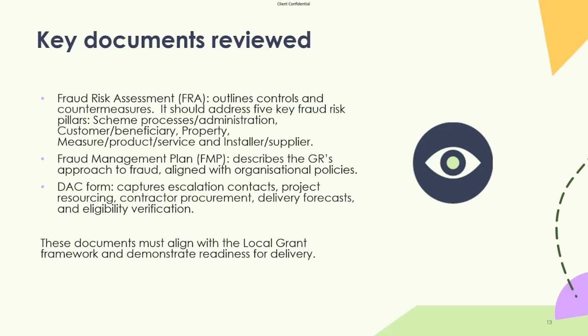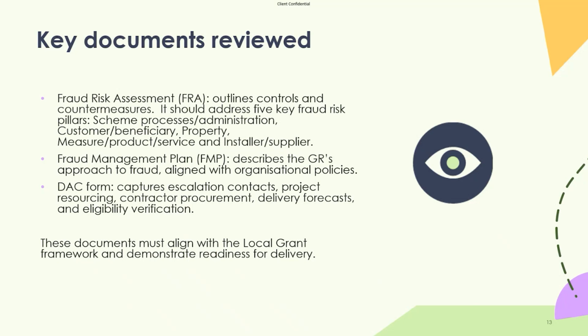And the fraud management plan describes a very detailed approach that the GR is expected to follow, along with alignment with organizational policies which are already in existence, as well as changes that they are making which are specific to the scheme delivery in question. In addition to this, there's also a delivery assurance check form, which captures information such as escalation contacts for the purpose of flagging risks, ensuring that they are dealt with appropriately and that there is a process in place to deal with them, which would be covered in the fraud management plan as well. Project resourcing, the status of contractor procurement, delivery forecast, and eligibility verification.